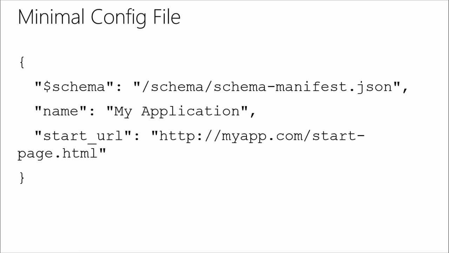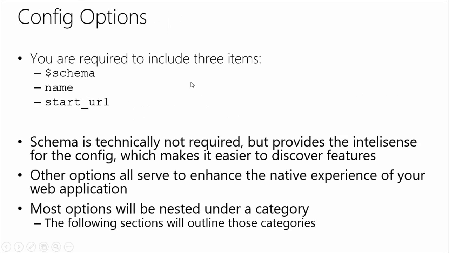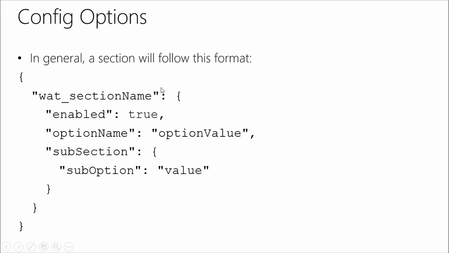So by default, the minimal config file is this one. Just a schema for you guys to have some help, the name of your application, obviously, and where the data are. That's it. Obviously, you can add more interesting options. Everything else is optional. But you will certainly want to configure your application more. You always have the section name.